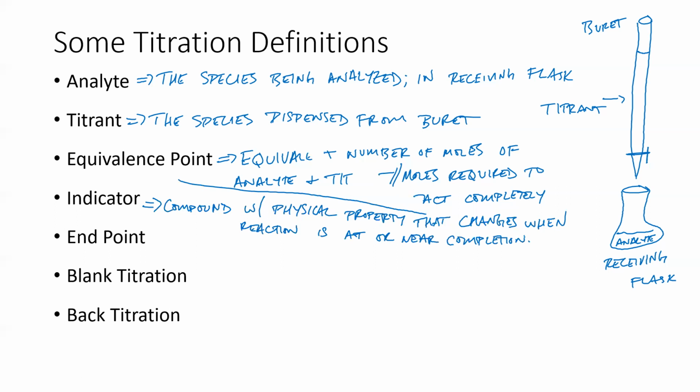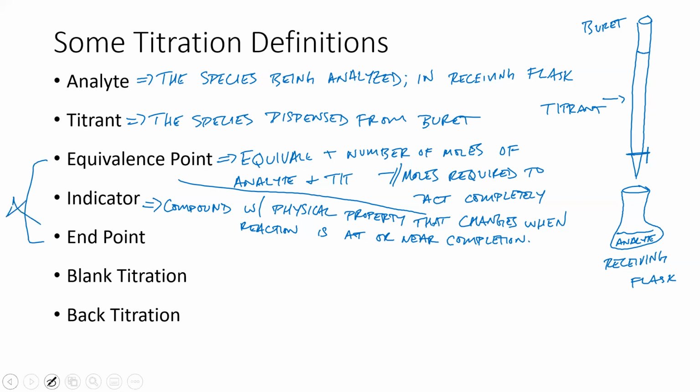Perhaps the most famous indicator, of course, phenolphthalein. Phenolphthalein has a color change that is at about a pH of 7.7. Right? We use it for strong acid, strong base titration because 7 and 7.7 are pretty close to each other. We'll talk a little bit more about that as we discuss acid base in general. But the indicator should be at or pretty close to our equivalence point.